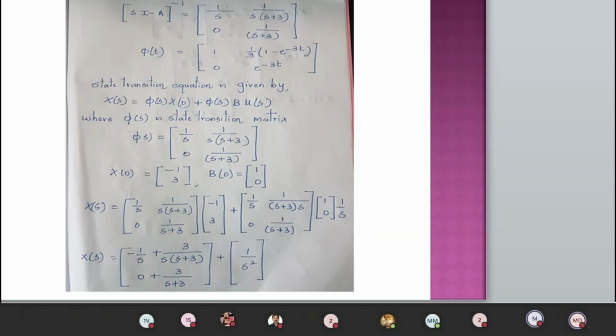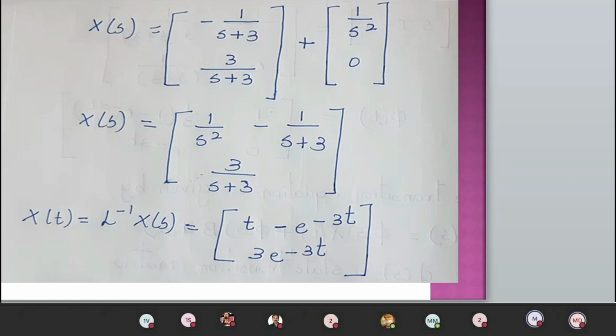Now, x of 0 is -1, 3 and B is 0, 1, 0. Now, let us find x of s. So, you just substitute and cross multiply. This is 2 cross 1 and 2 cross 1. Okay. So, please take care in matrix calculation: 1 by s into -1 minus 1 by s plus 3 divided by s into s plus 3, 0. Next, this calculation is also very simple because you have a 0 factor, so it simplifies to 1 by s square.